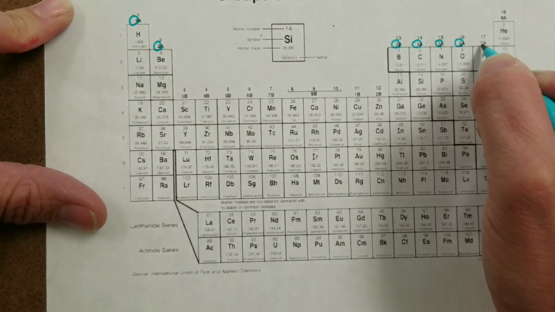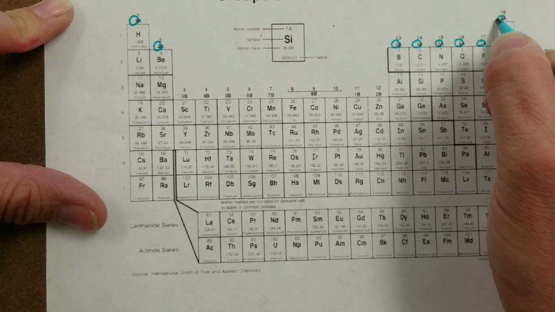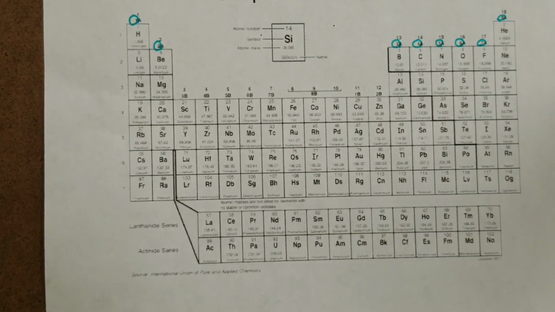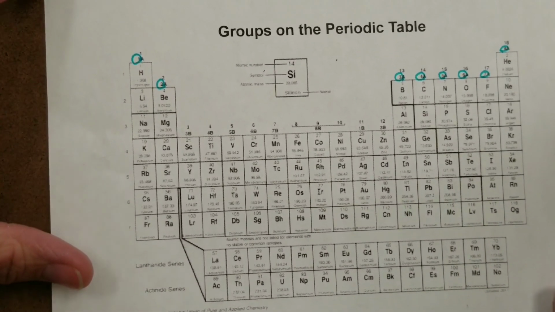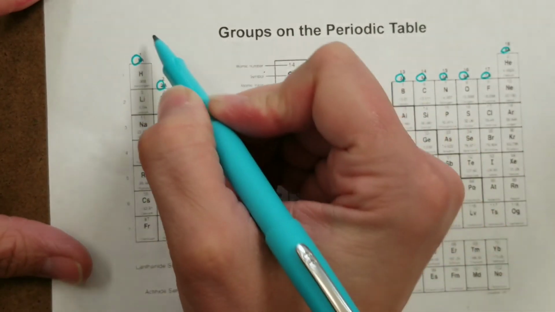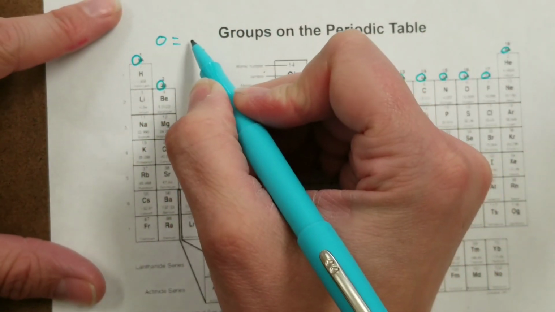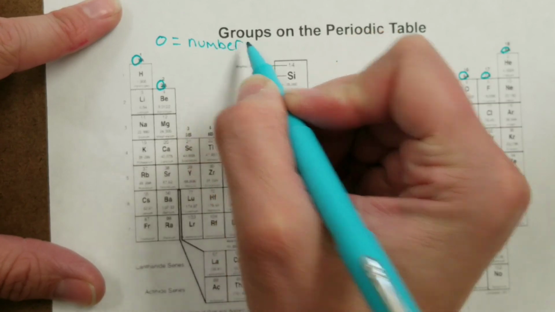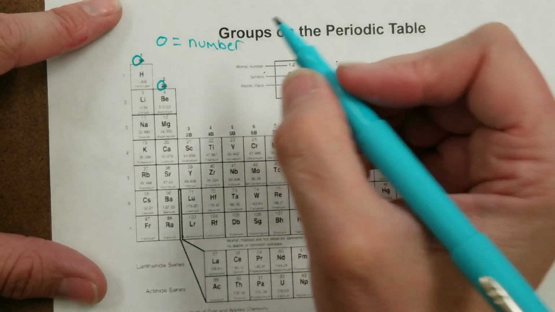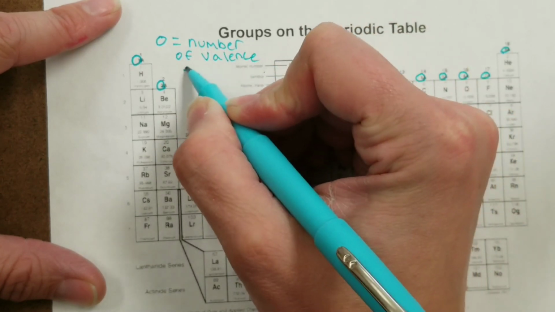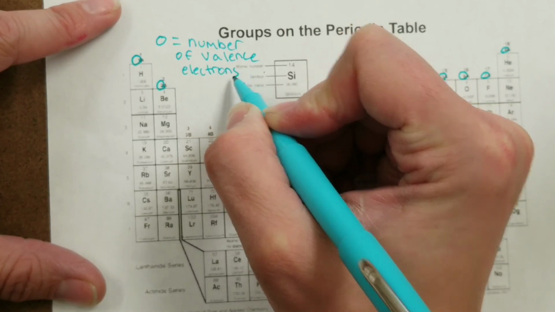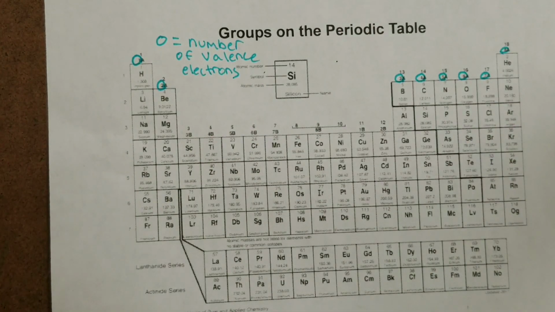Anybody know why we are circling these numbers? What is the importance? Anyone? What is the importance of these? These tell us the number of valence electrons. I'm going to just put this right here: my circle equals number. I'm going to write out the word number because if I did a number sign, y'all would say it's a hashtag. Number of valence electrons. All right, so those circles indicate the number of valence electrons.